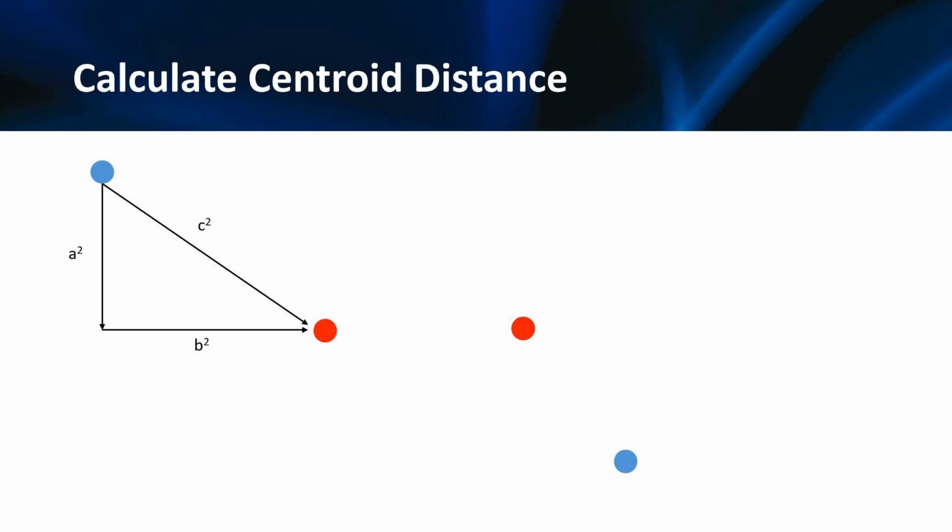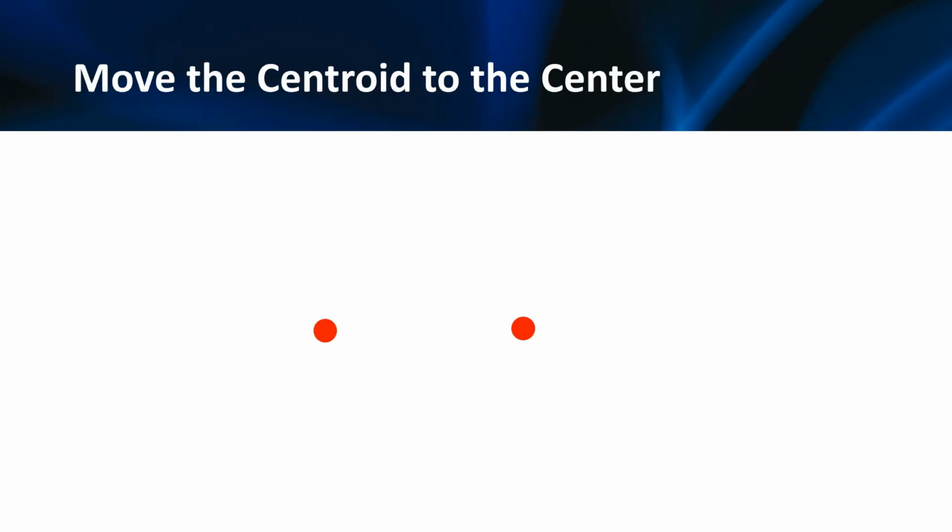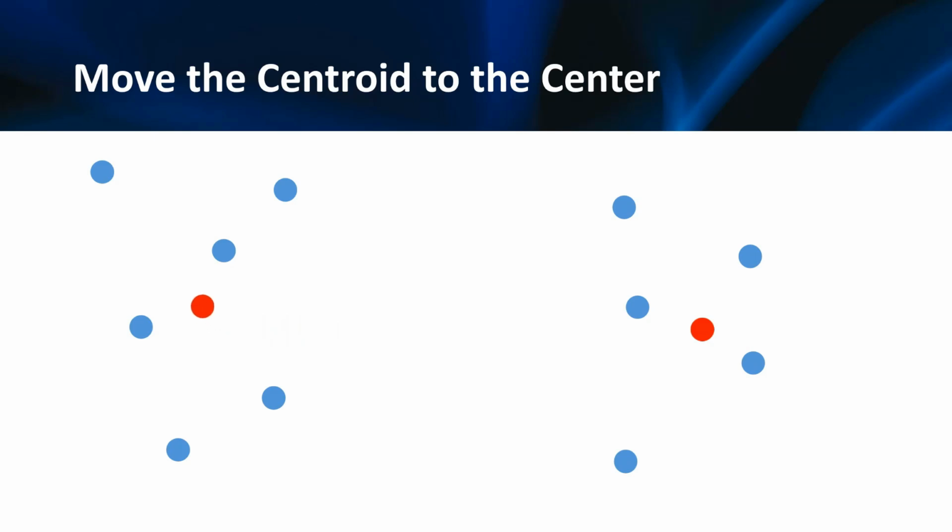And c squared here is the Euclidean distance from the blue point to the centroid in orange. And the same thing for the other point. You have one side of the right triangle, the second side of the right triangle, and the third is the hypotenuse, and that is the Euclidean distance. Once you calculate those distances, you can move the centroid to the center of the points that are closest to it. So we have our 2 centroids and the points around them. And so the centroid on the right would move to the right to what's approximately the middle of those points, and the same thing for the centroid on the left.